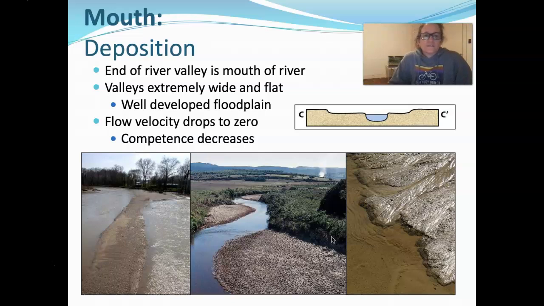The velocity of flow, the water is going to get to 0. Because of that, the competency is going to get really low. Competency, remember, is the size of the sediment. So now we're barely moving mud.